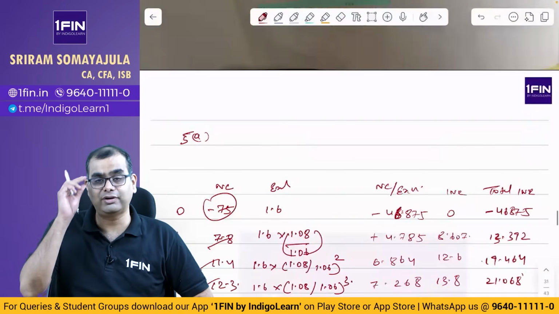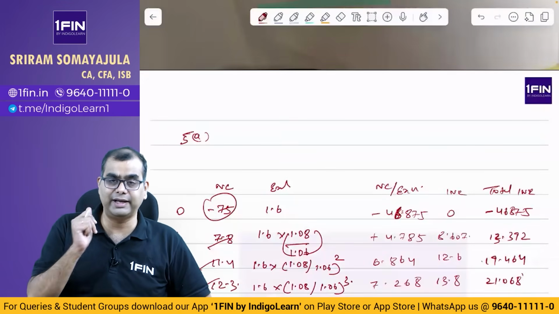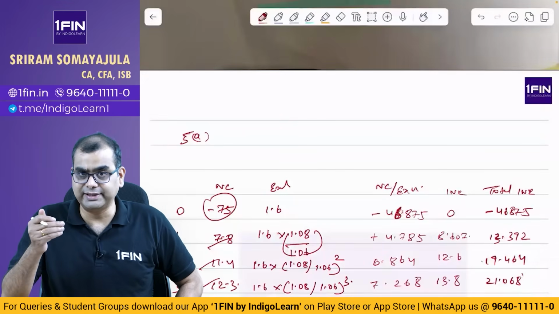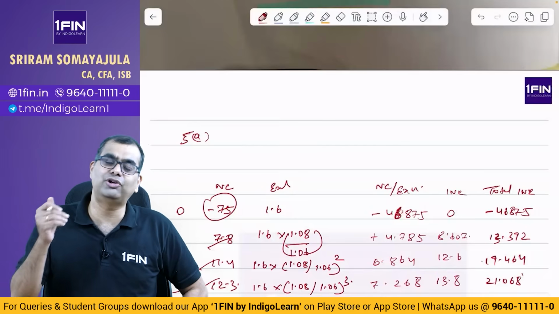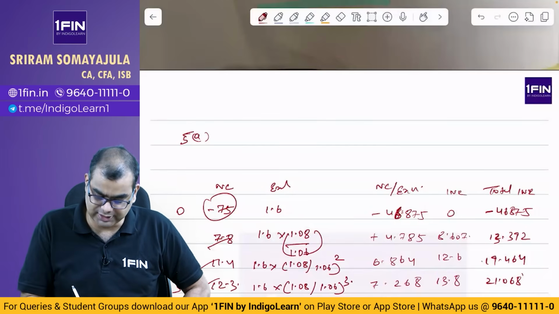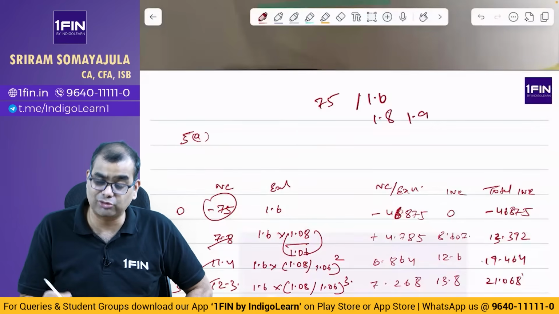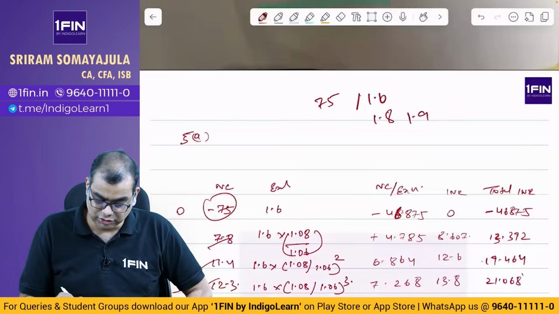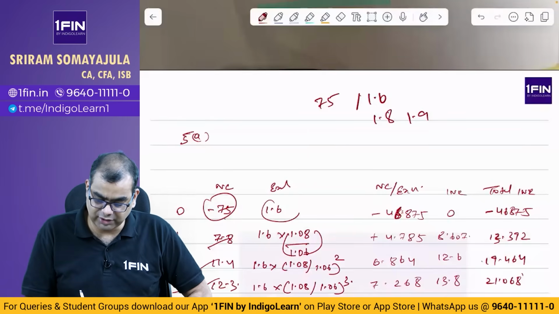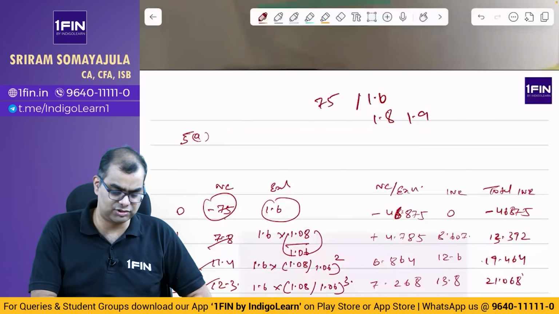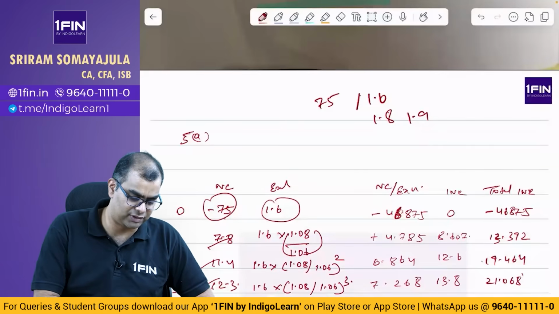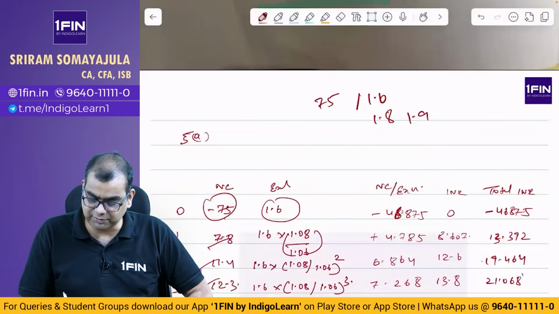And that you have to convert into INR. So if NC is depreciating against INR, will you get the same number or a higher number? Let's say this 75. Initially you are dividing this by 1.6. Tomorrow you are going to divide by 1.7 or 1.8. So the cash flows will reduce. First one you will divide by 1.6. So 75 by 1.6, you get 46.875.